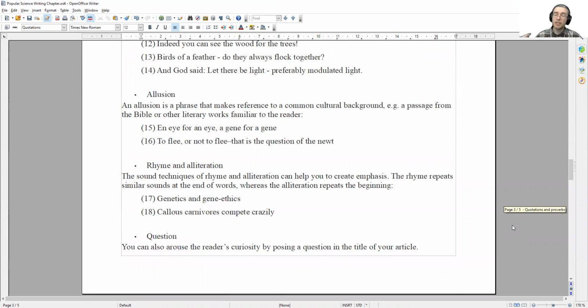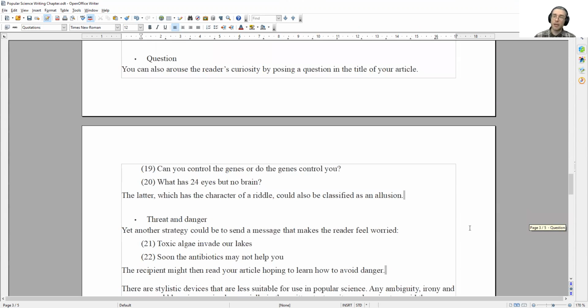Allusions based on particular cultural background information can also help to draw the reader in. Remember, all of this is about making experiences comprehensible and easy for readers to grapple with. Rhyme and alliteration as a kind of technique to generate amusement and foster readership. Questions that are being posed, threat and danger, and both of these walk hand in hand.